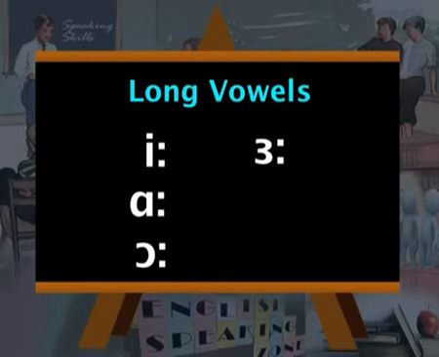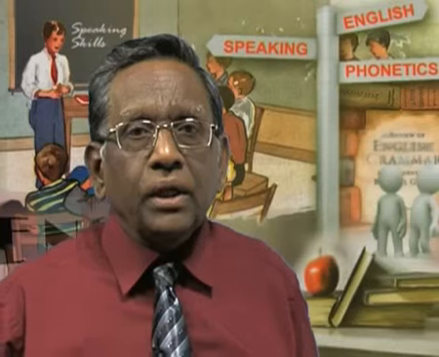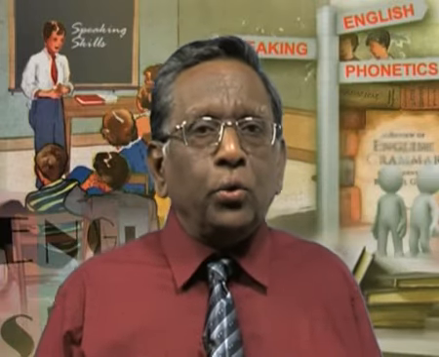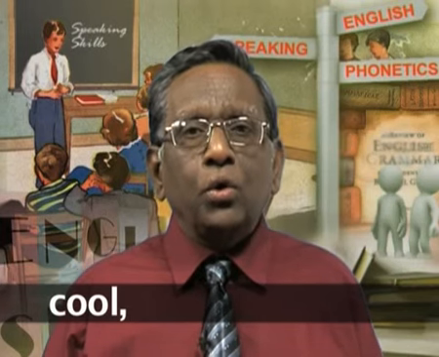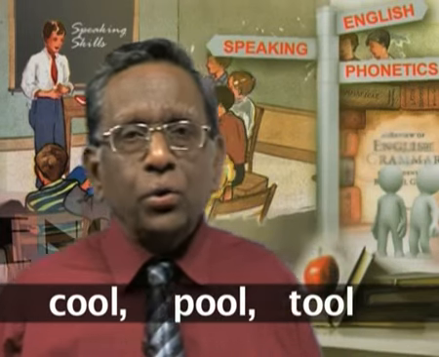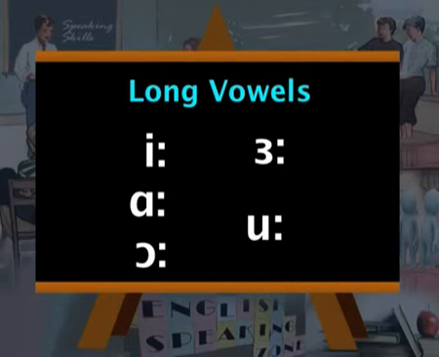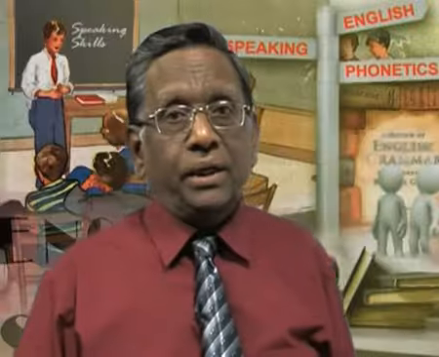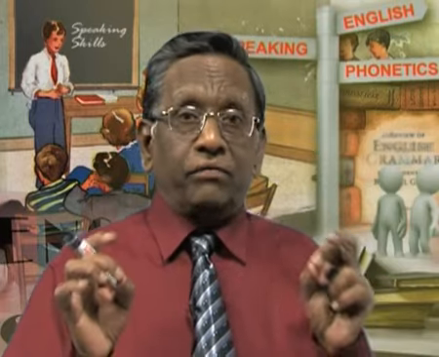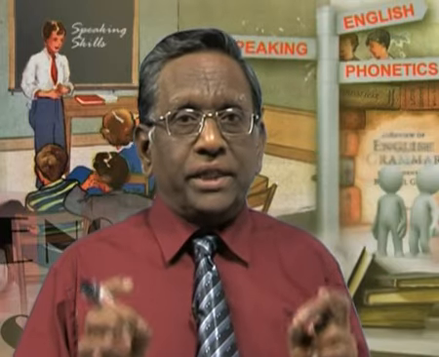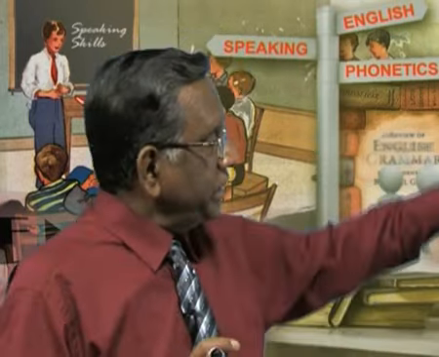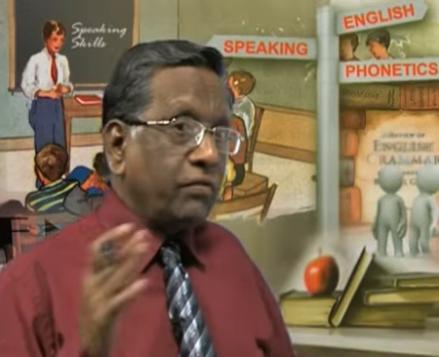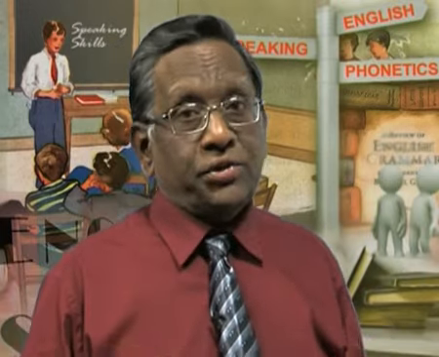So we have this vowel, and then another long vowel in English is oo. Oo, as you have in cool, C-O-O-L, cool, pool, tool, and so on. So these are the 5 long vowels of English. It is important to keep the length of the vowel when we say these, and particularly when these vowels occur word finally, the length has to be sustained.